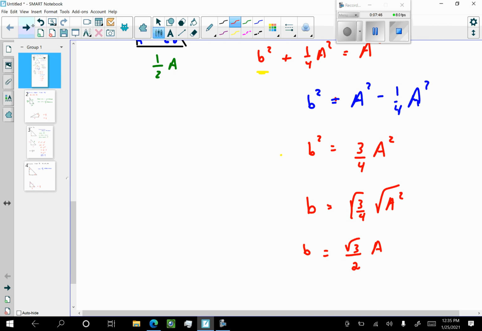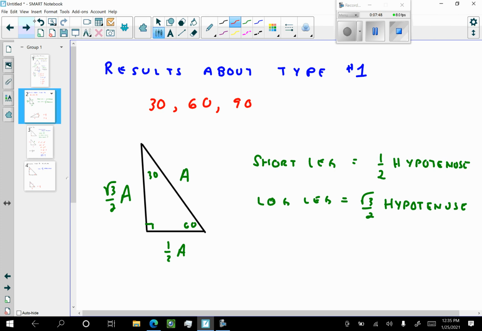So let's go to the next screen and show the results about type 1. Type 1 of special right triangles is the 30, 60, 90 right triangle. What do I know? This triangle has a short leg, a long leg, and a hypotenuse. The short leg is always 1/2 the hypotenuse. And the long leg, that's funny, the long leg is always square root of 3/2 times the hypotenuse.